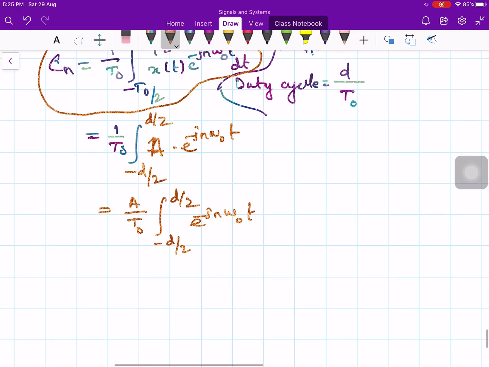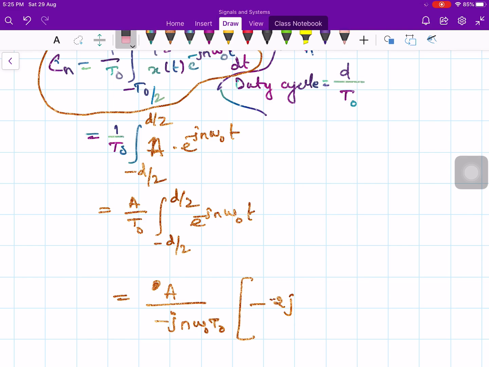Now if you simplify this, you will get A divided by minus j times n omega naught t naught, multiplied by minus 2j. So simple integration. Let me write down the direct result. In between I don't want to write.